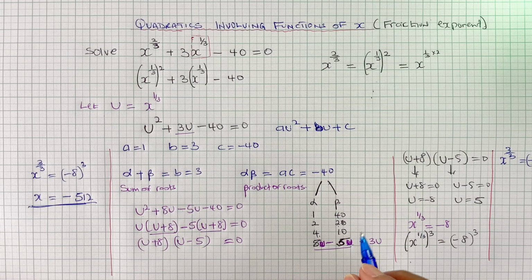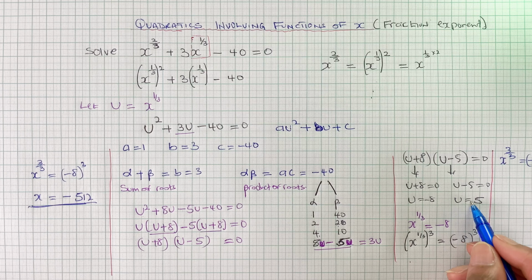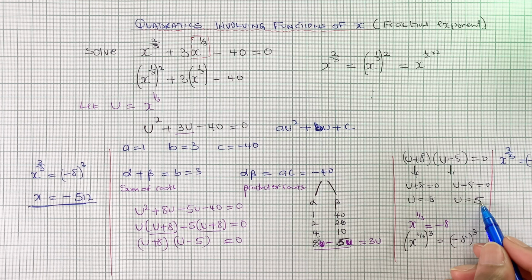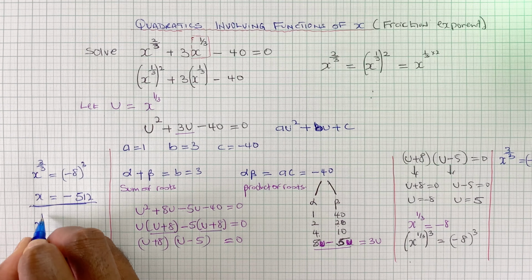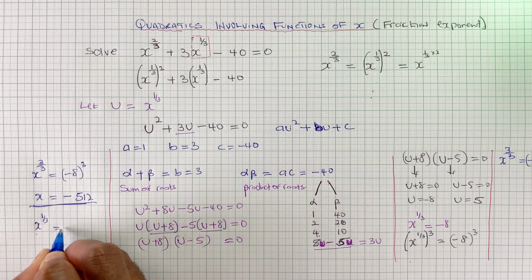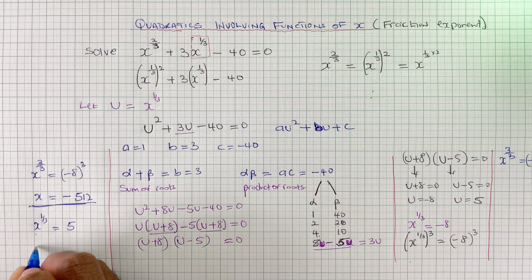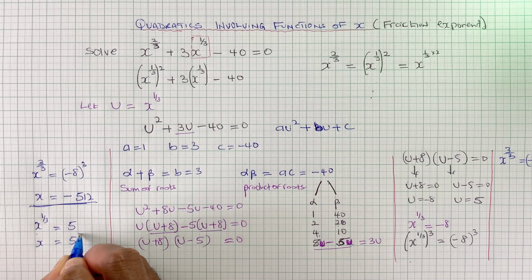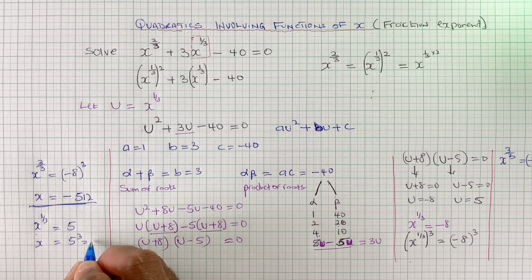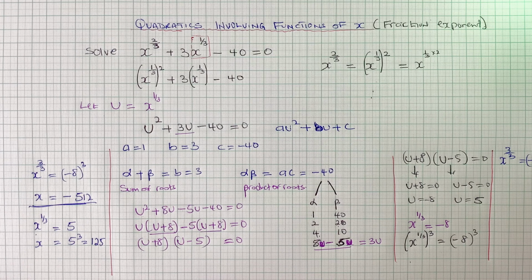But then I've got the second part, which is x^u equals 5. So I would have x to the power 1/3, which is u, equals 5. Again, I have to cube this, then I cube that. So x will become 5 cubed. 5 cubed is 125.